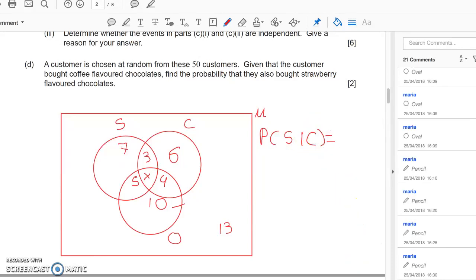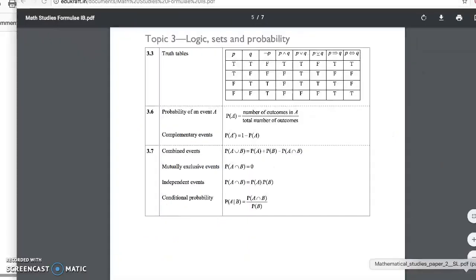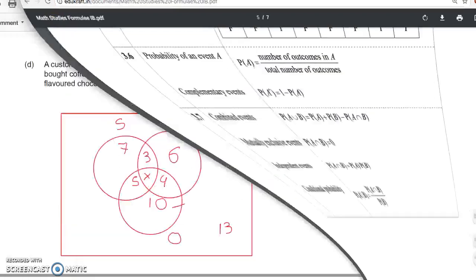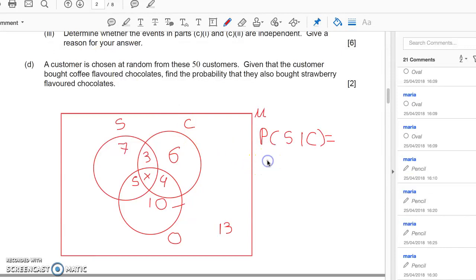Well, we could also go again to the formula booklet. What is a given that? Given that event B is happening, what is the probability that A is happening? You need to have the probability of A and B happening divided by the probability of B. What does this mean for us? The probability of strawberry and coffee together happening divided by the probability of coffee happening.